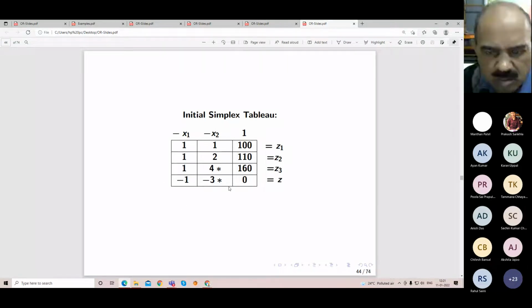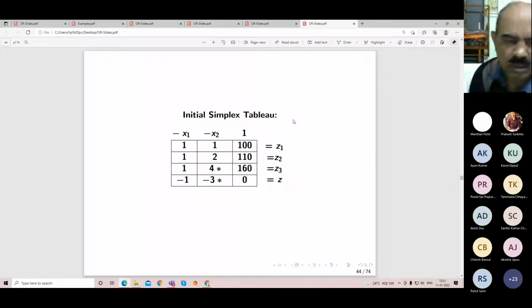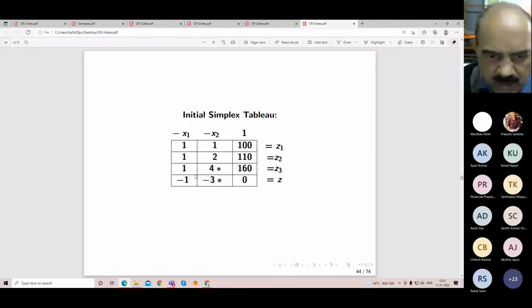Okay, this table we can name the initial simplex table. With respect to the 4 rows, the first row represents the first constraint, the second row represents the second constraint, the third row represents the third constraint, and the last row represents the objective function. There are also some labels you can see in the first column at the top.